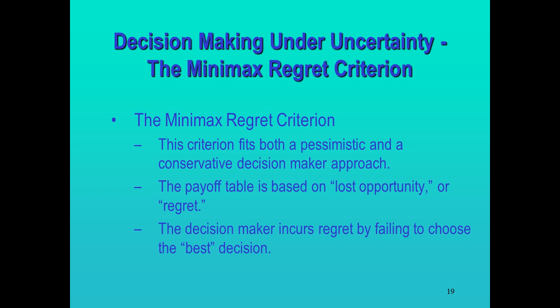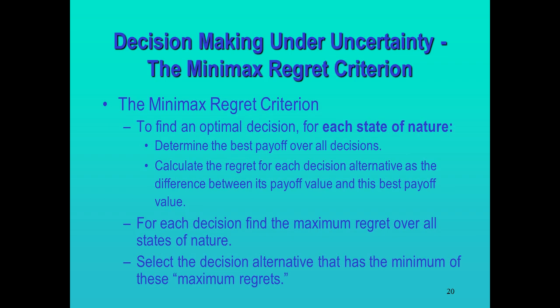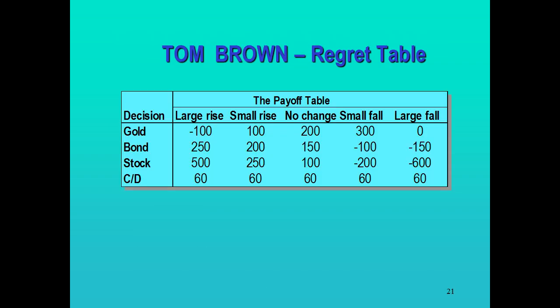So what we have to do to enact this is build a sister table to the payoff table. The sister table represents regret rather than a payoff. The name kind of gives it away. It says, pick the minimum of all the maximum regrets. But I need to build a regret table first. I have a payoff table, and I'm going to show you the process to build a regret table.